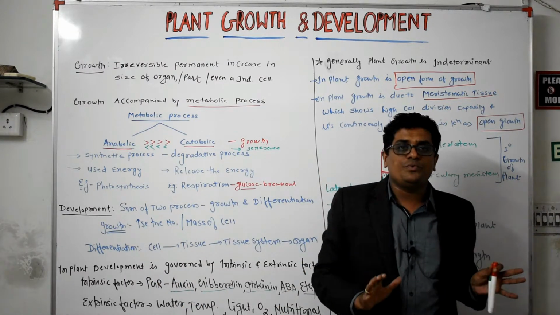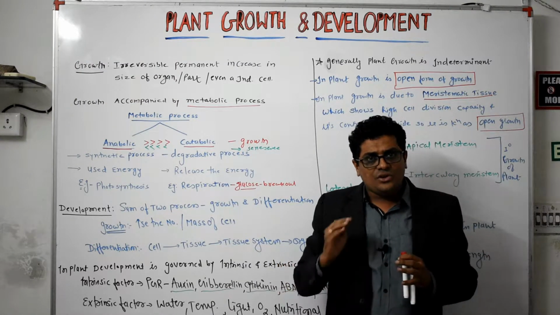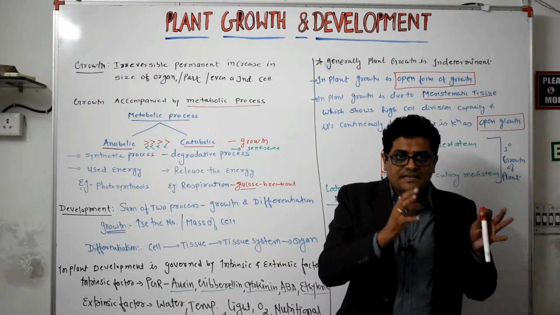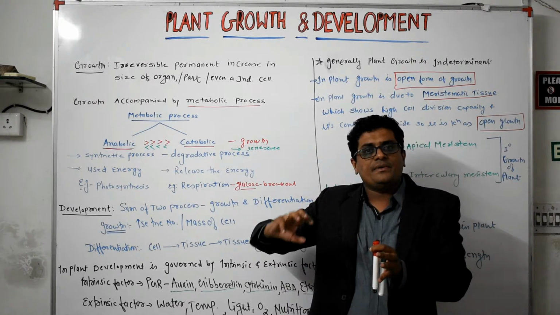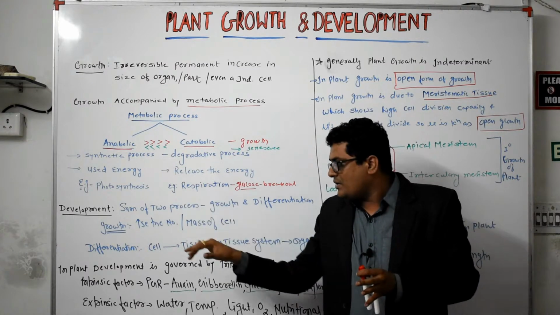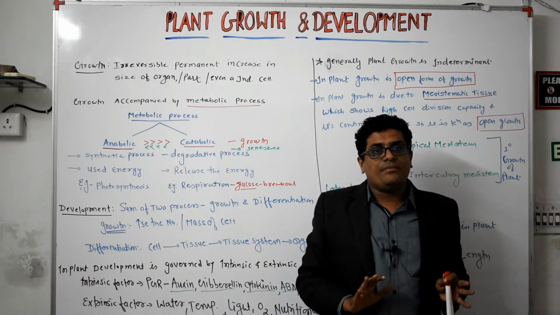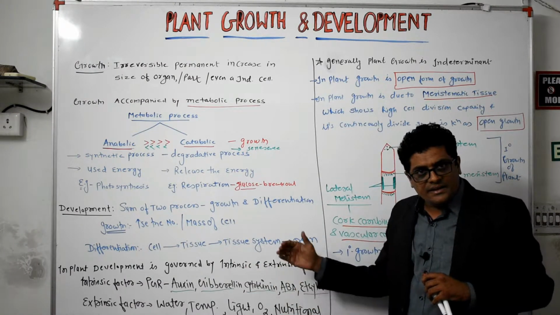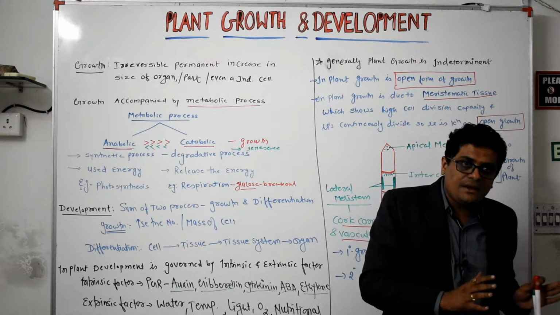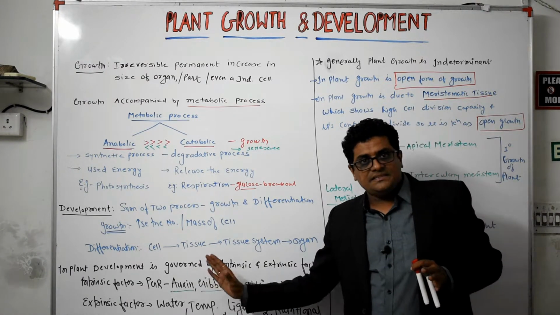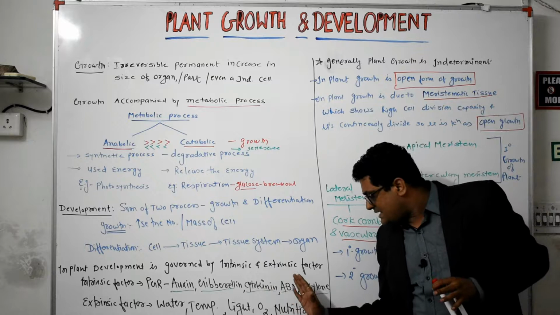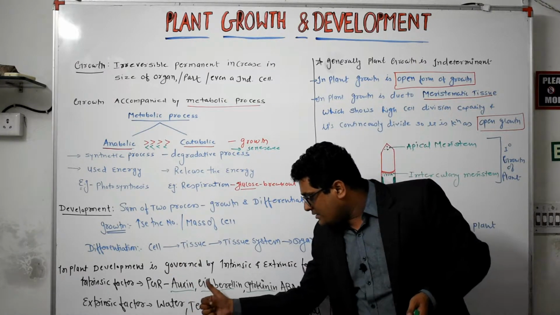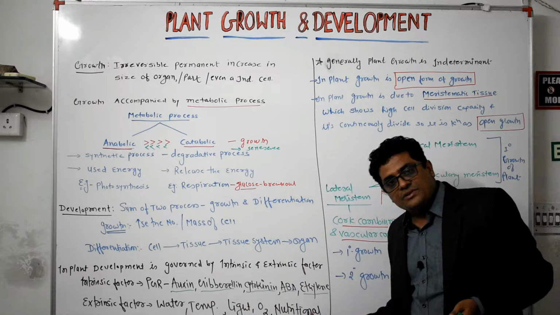Development is the sum of two processes, growth as well as differentiation. Growth increases the size and number, and differentiation means the cell undergoes differentiation and forms tissue system, organ and organ system. Development is always regulated by two main factors, intrinsic and extrinsic. Intrinsic factors are synthesized inside the plant, like the hormones auxin, gibberellin, cytokinin, abscisic acid and ethylene. And extrinsic factors are external, like water, temperature, light, O2 and nutrition.